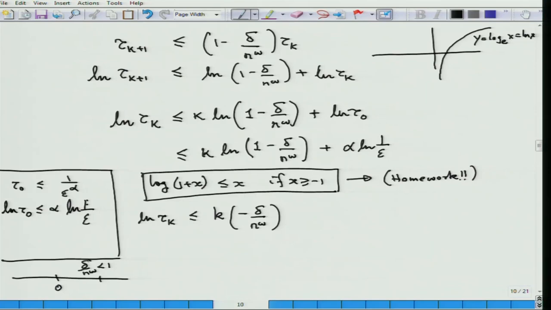So, 1 minus delta by n to the power omega is strictly bigger than 0. So, 1 is strictly bigger than delta by n to the power omega. So, minus delta is strictly bigger than minus 1. And so, I can apply this on this part with x equal to minus delta by n omega, and I will get this result.